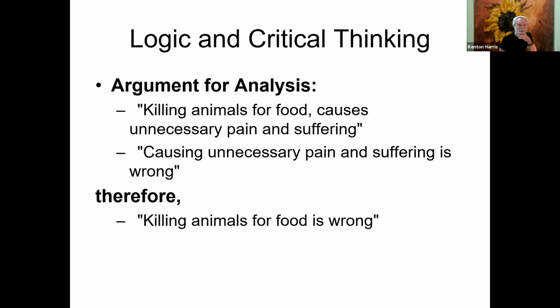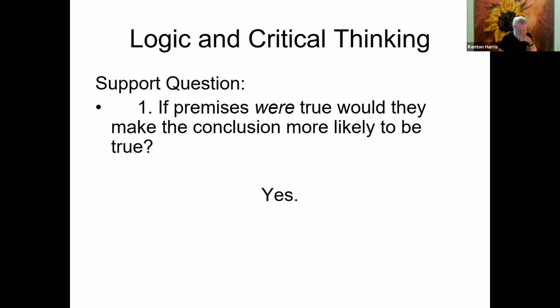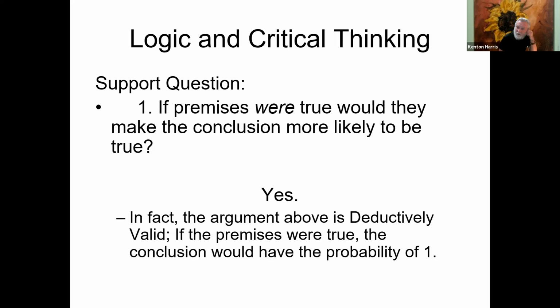If those premises were true, if it were in fact true that killing animals for food causes unnecessary pain and suffering, and if it were also true that causing unnecessary pain and suffering is wrong, would those two premises jointly increase the probability of the third, that killing animals for food is wrong? Yes. In fact, the argument, I think, is deductively valid. If the premises were true, the conclusion would have the probability of 1.